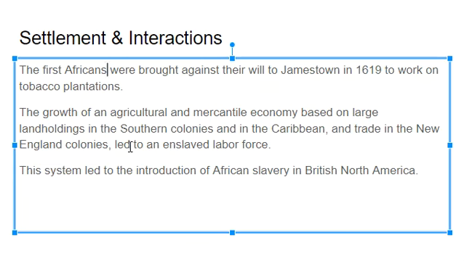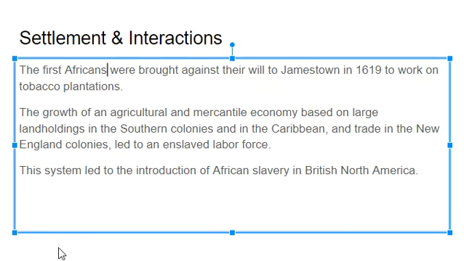And the growth of an agricultural and mercantile economy based on large land holdings in the southern colonies and in the Caribbean and trade in the New England colonies led to an enslaved labor force. So there started to be more and more slaves inside the United States. And this was really because they had large land holdings. One person maybe would own 10,000 acres, so they would need 500 slaves. And this was in the southern colonies, the Caribbean, and even in the New England colonies a little bit.